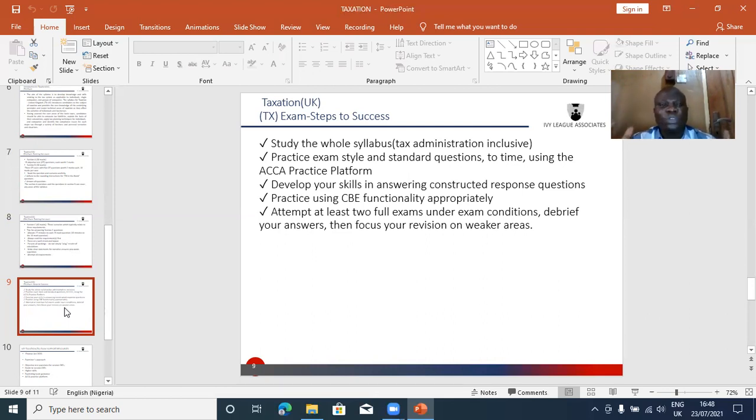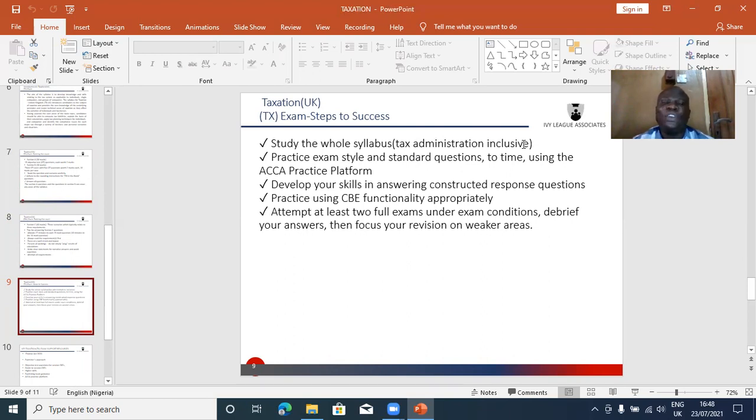And I need to say this here. I've included it in my slide that tax administration is an area that is often neglected by students. And I do tell students that tax administration will offer you sizable marks in the exam. So tax administration, the knowledge of when you file your tax returns, when you make payments, when interest and penalties will arise, when interest on late payment will arise.